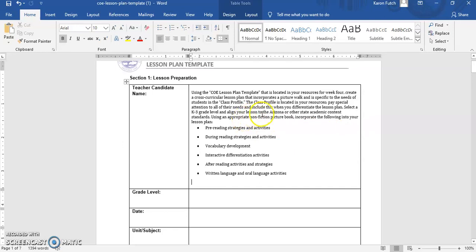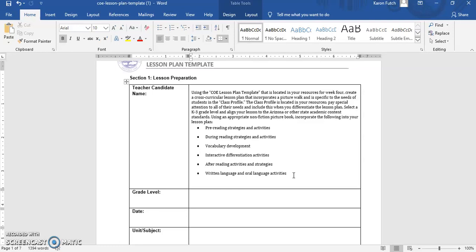align your lesson with standards, either Arizona or other state, whichever state you're from, you can use either one. Use an appropriate nonfiction picture book, and you'll incorporate pre-reading strategies, during reading strategies, after reading strategies, differentiation, vocabulary, written and oral language.